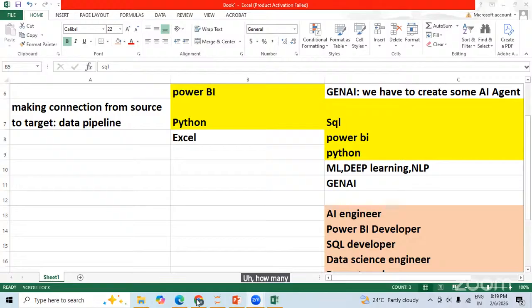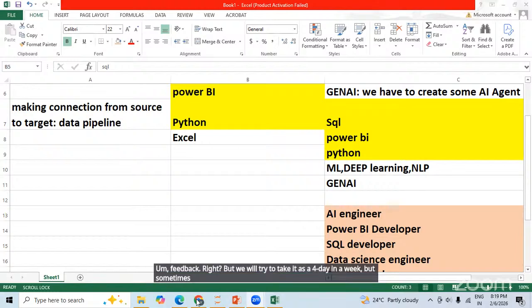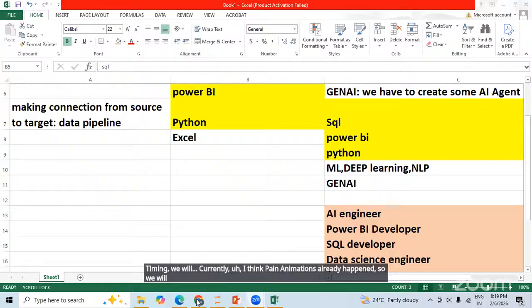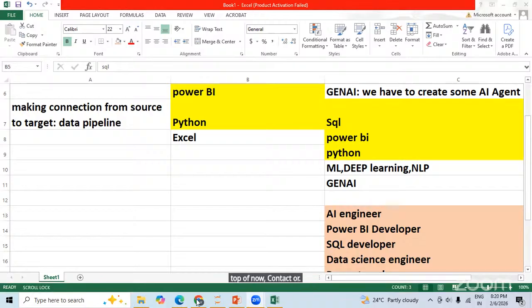How many days will the classes be in the week? 5 days, Monday to Friday will be the classes. Each day we are trying to take 1.5 hours. It depends, right? But we will try to take it as 4 days in a week. But sometimes, as per the requirement, if the syllabus is lagging a lot, we will take 5 days also. Currently, I think 10 admissions have already happened. So we will decide the timing on the basis of your attendance and your availability. तो आप अपना कांटेक्ट कर लो, इनसे बात करो, अपनी अवेलेबिलिटी उनको बोलो, they will go for the batch. But mostly 7 p.m.